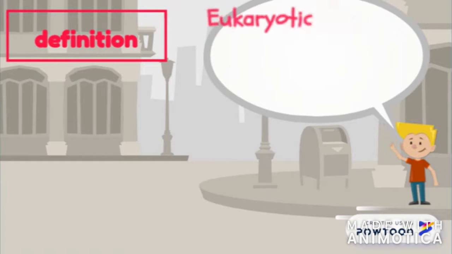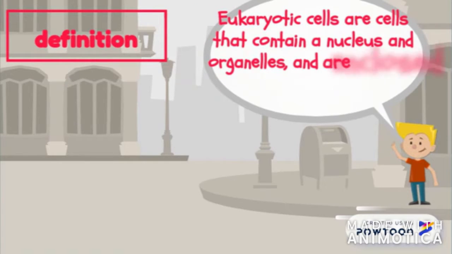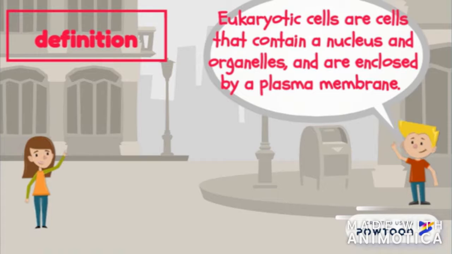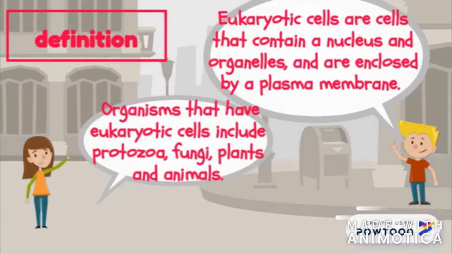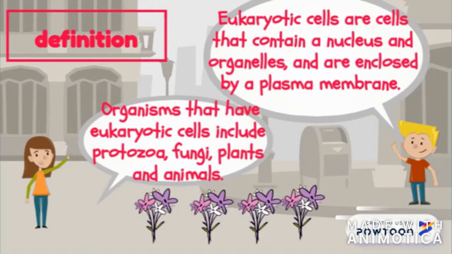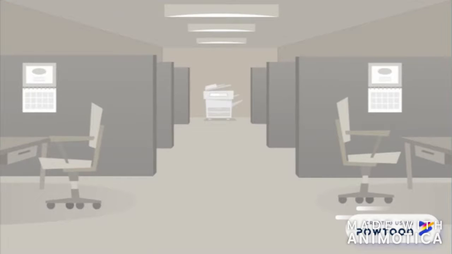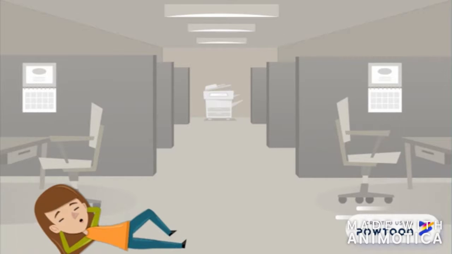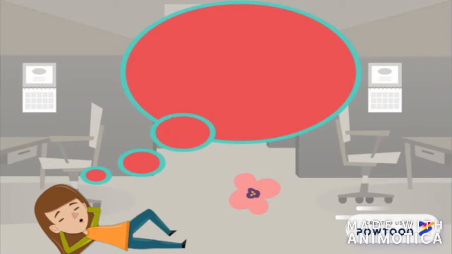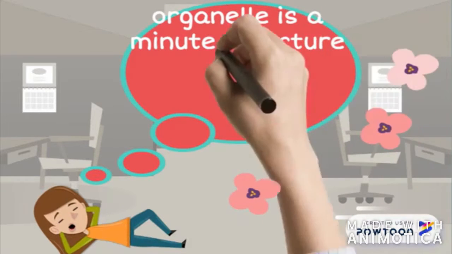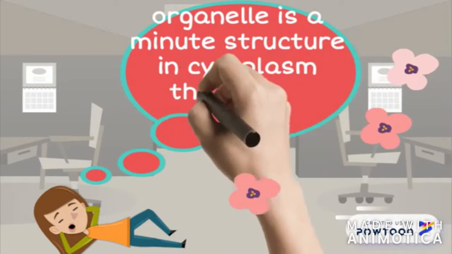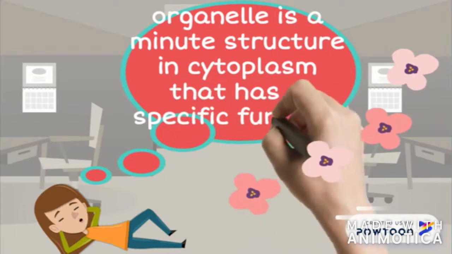Eukaryotic cells are cells that contain a nucleus and organelles and are enclosed by a plasma membrane. Organisms that have eukaryotic cells include protozoa, fungi, plants, and animals. But wait, what are organelles? An organelle is a mini structure in the cytoplasm that has a specific function.